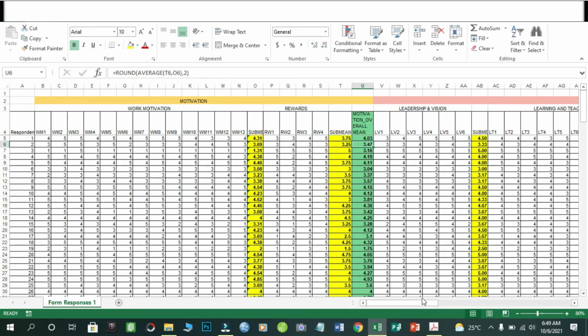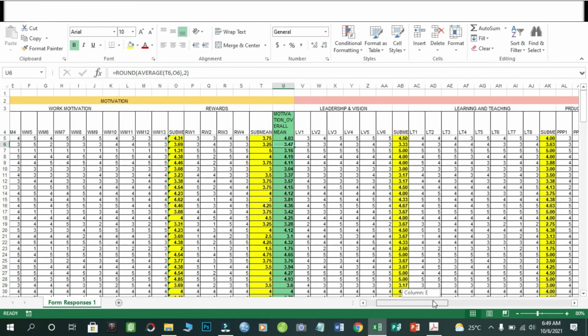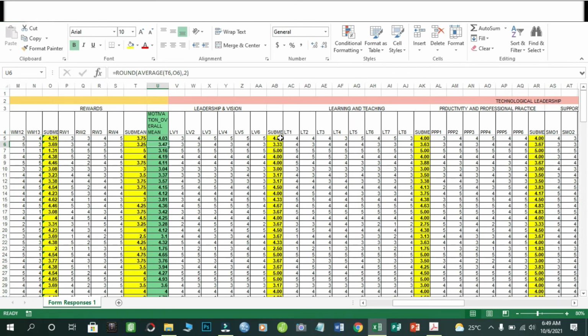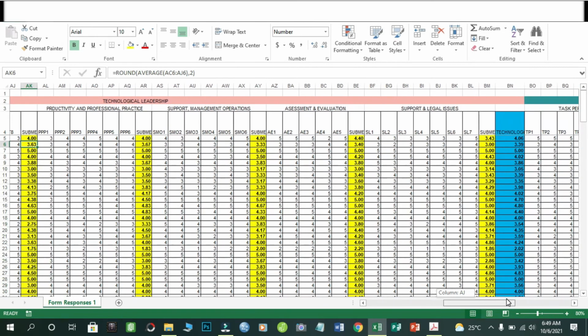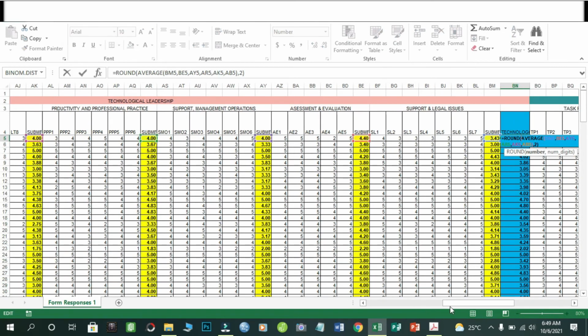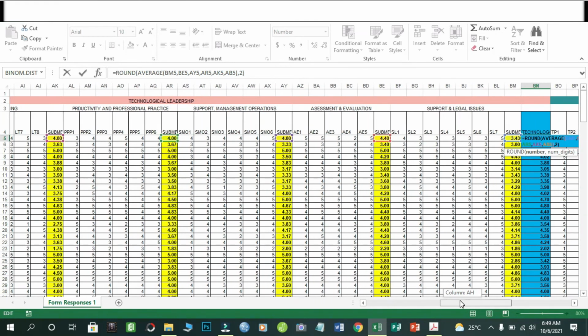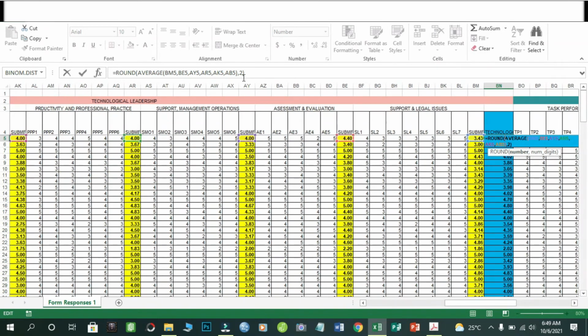Okay, then the same goes for another variable, technical leadership. Same formula, you can see, until you finish all the indicators, then you get all the overall means. As you can see, the formula is highlighted here. So ROUND AVERAGE and add all the cells you want to get the average of, then the two decimal places. So why are we doing this? Because we will just get the overall mean of each variable, so we can apply the correlation.